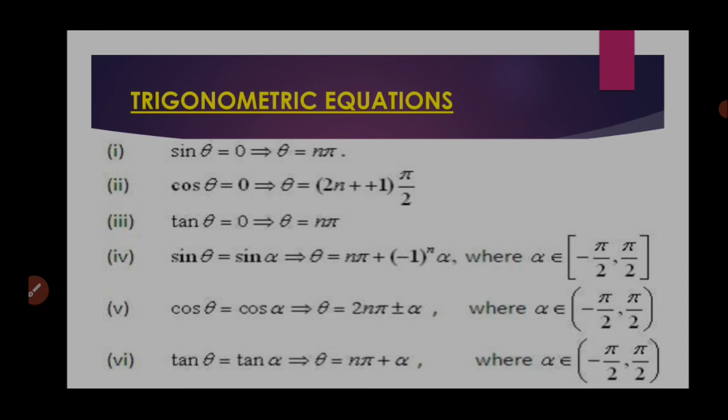Now the fourth one: if sin theta is equal to sin alpha, then theta is equal to n pi plus minus 1 to the power n alpha, where alpha belongs to minus pi by 2 to pi by 2. Or you can say, starting from the second quadrant to the end of the third quadrant.